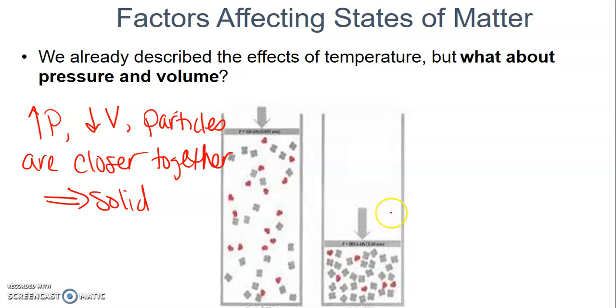And then the opposite would be true. If I go from the picture on the right to the picture on the left, we are increasing the volume of the container, which is decreasing the pressure, allowing the particles to have much more space to move around and spread out a little bit more, which will then be more characteristics of a gas.